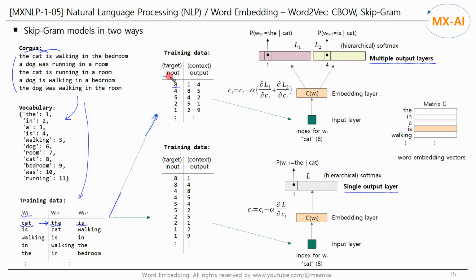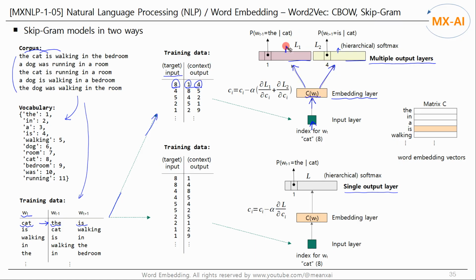This is the input that will be fed into the model. And these are the desired outputs from the model. Since we have 2 desired outputs, our model also has 2 output layers. The target word is input into the input layer. The target word is represented as a word embedding vector in the embedding layer. The embedding vector is fed into 2 output layers.